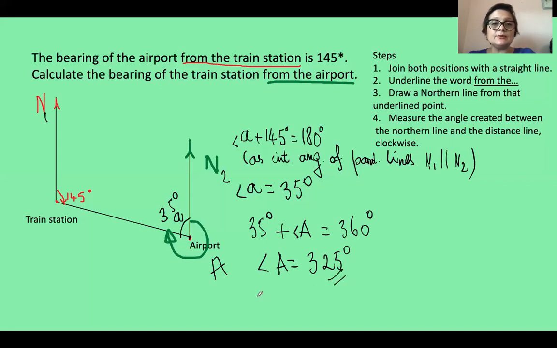So calculate the bearing. So bearing equals 325 degrees. So it is a 3-digit form of the bearing. We don't have to add a 0 in front because a 3-digit bearing should be written as a 3-digit bearing.